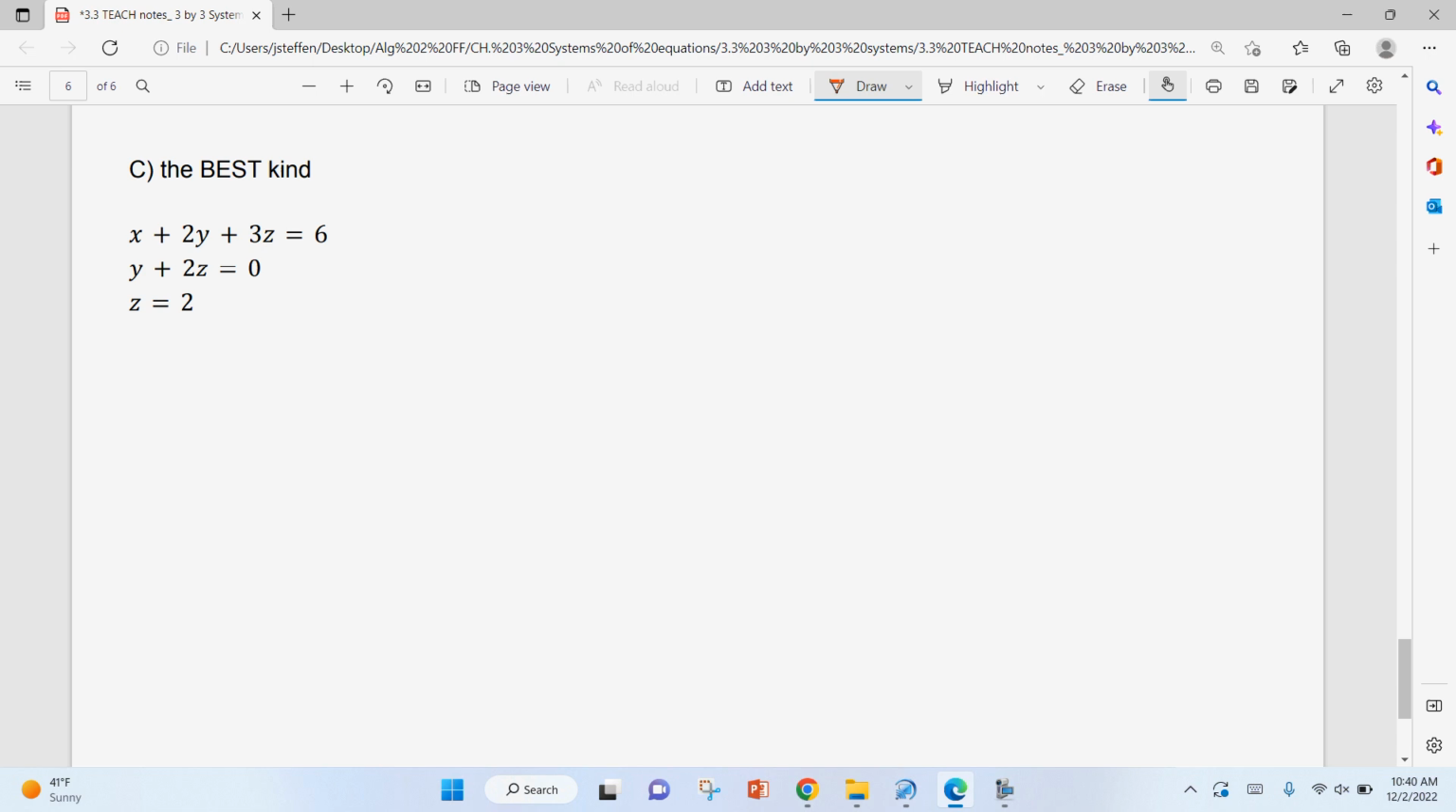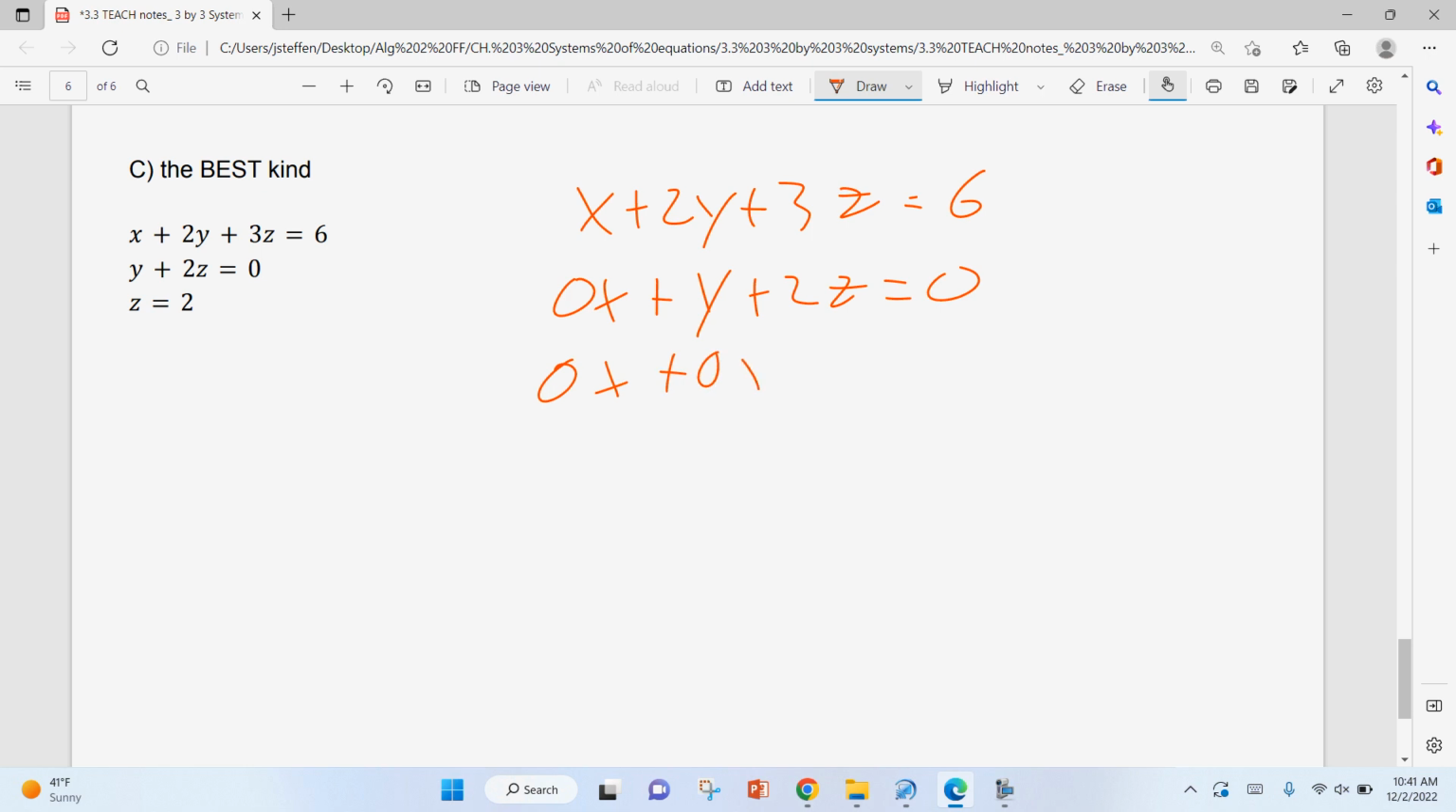Now, don't write this down right now. I'm going to write this down, I'm going to erase it, we're going to forget about it. Technically, if you want to struggle through this, you could set this up like the one we just did, where we have 0x plus y plus 2z is equal to 0, and 0x plus 0y plus z is equal to 2, where you sub zeros in for your missing variables. Technically, you could do it that way.